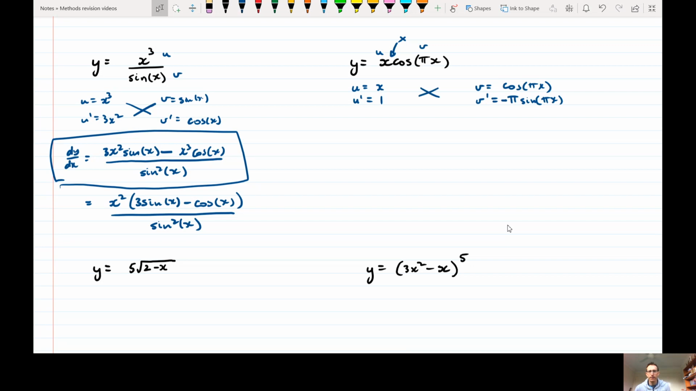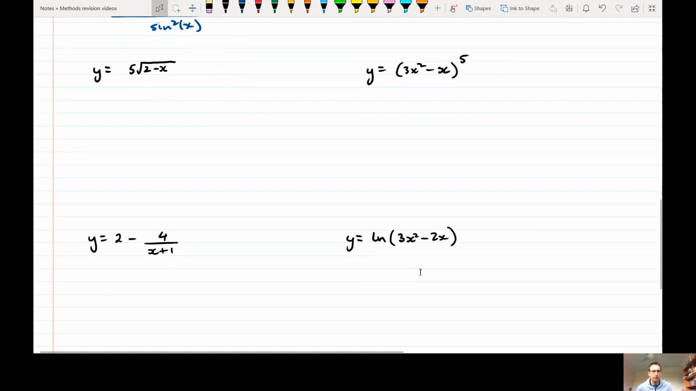And now we do v times du, so dy/dx equals v times du, so 1 times cosine pi x, plus u times dv, which is that. And then we simplify it, of course. 1 times cosine pi x is just cosine pi x. And then we have minus pi x sine pi x there.